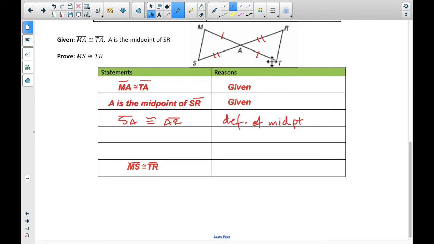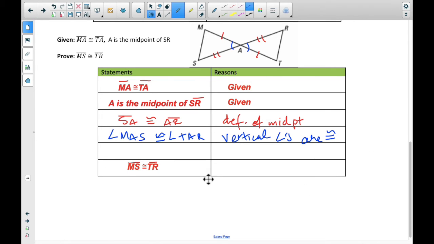Okay, so far we have two sides. Is there anything else we can get? We need to get at least one more. Looks like we can get this angle in the middle. So this angle, which is angle A, but I need to use all three letters, so maybe MAS, is congruent to angle TAR. What kind of angles are those? Those are vertical angles. And so vertical angles are congruent.